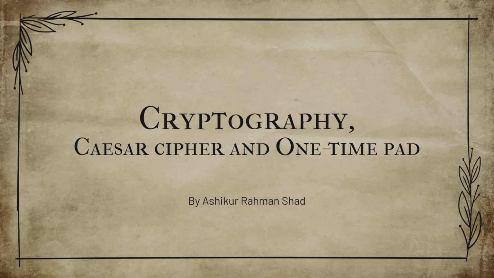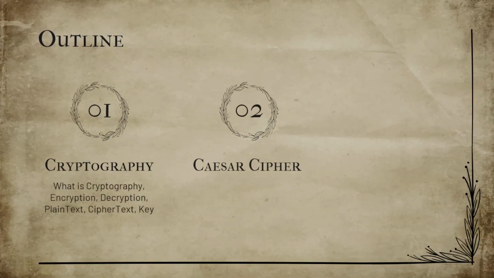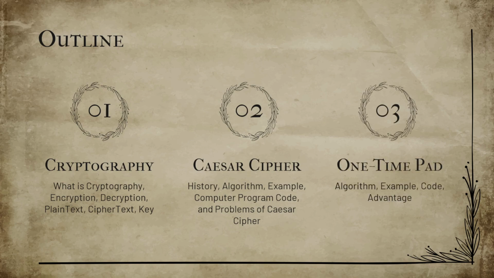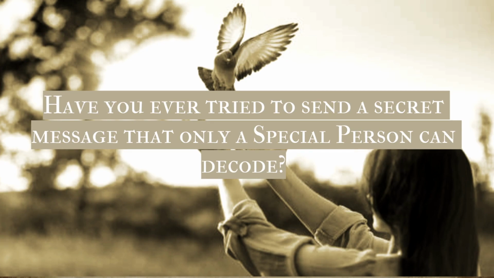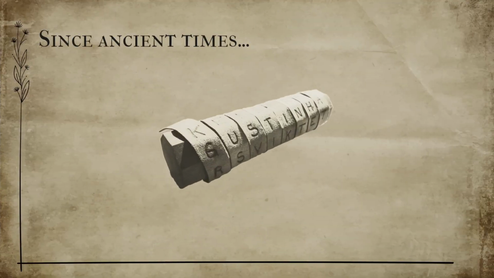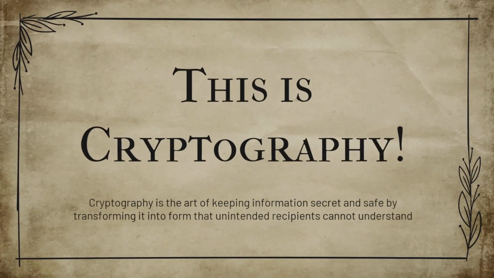Today we're going to discuss an interesting topic. Today we'll be discussing cryptography, Caesar cipher, and one-time pad. Have you ever tried to send a secret message to someone special that can only be decrypted by that person using a special key? Well, people have been doing this since ancient times. This is called cryptography. Cryptography is the art of keeping information secret and safe by transforming it into a form that unintended recipients cannot understand.